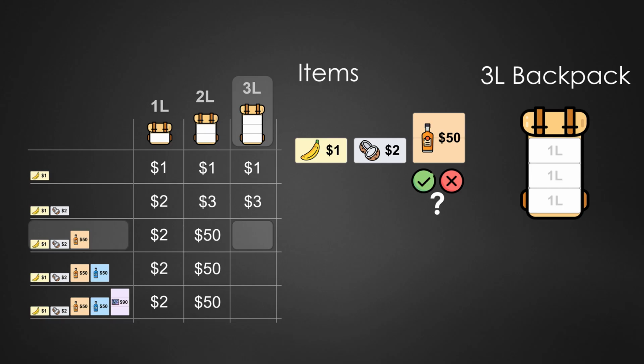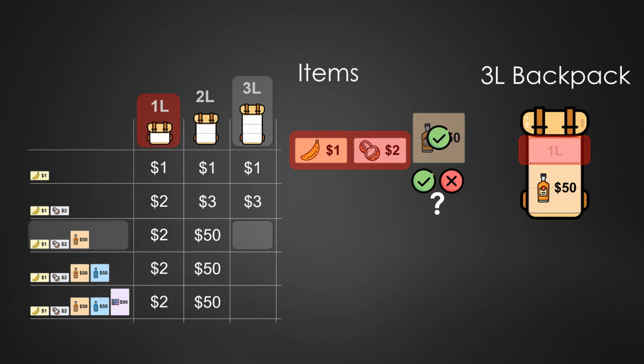First, let's look at the case where we decide to pick the orange whiskey bottle. By picking it, we get $50 and are left with 1 liter of free space in the backpack. For this remaining 1 liter, our options are the banana and the coconut. But we've already solved this sub-problem.